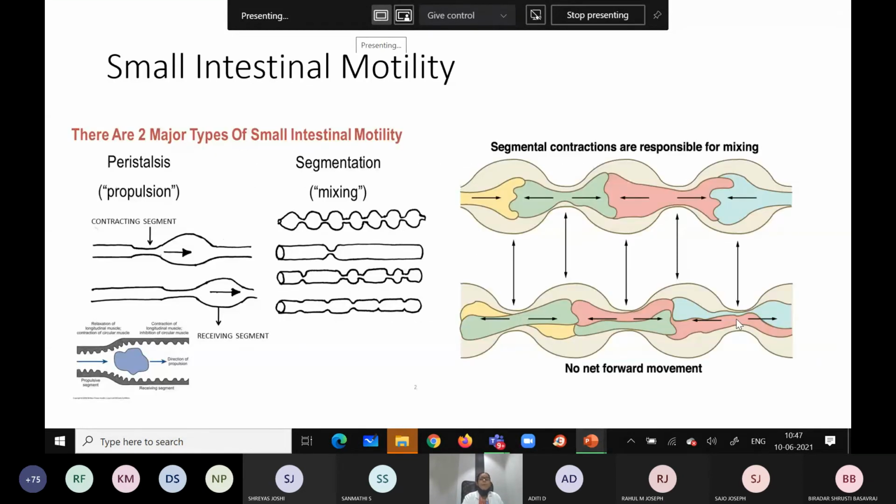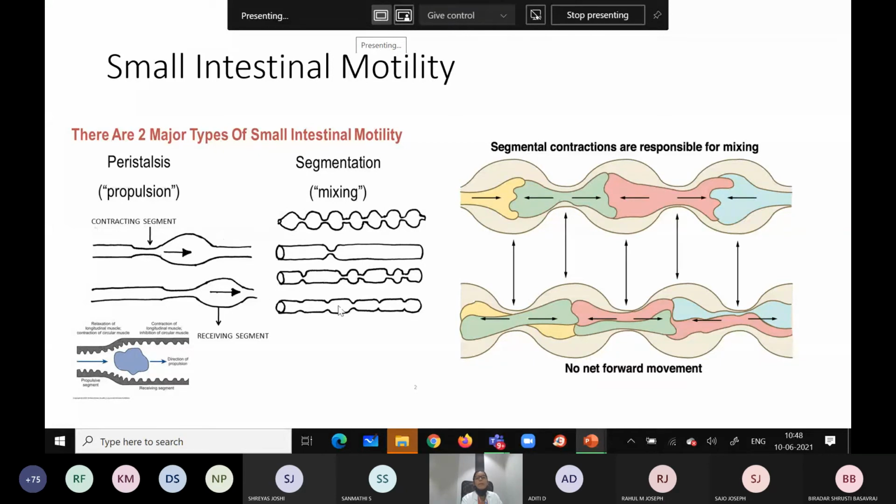Now these are some diagrams to show you the way of contraction. Peristaltic movements are propulsive movements, so the content will move forward. This contraction wave moves forward and it will move the content of the intestine.